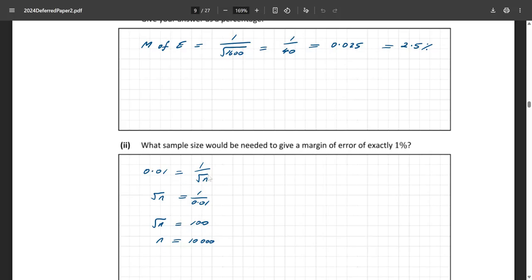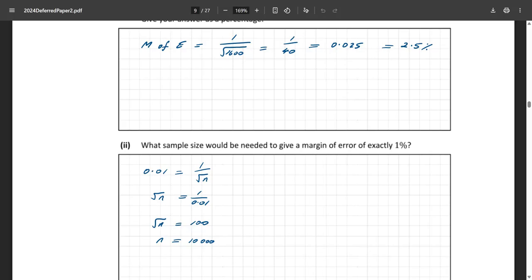And then it's just some algebra. Multiply across by root n. It goes above on this side, then this goes below on this side. So you get 0.01. 1 over 0.01 is just 100 on the calculator, and square both sides to get n, and you get n is 10,000. So we need a sample size of 10,000 to give a margin of error of 1%.